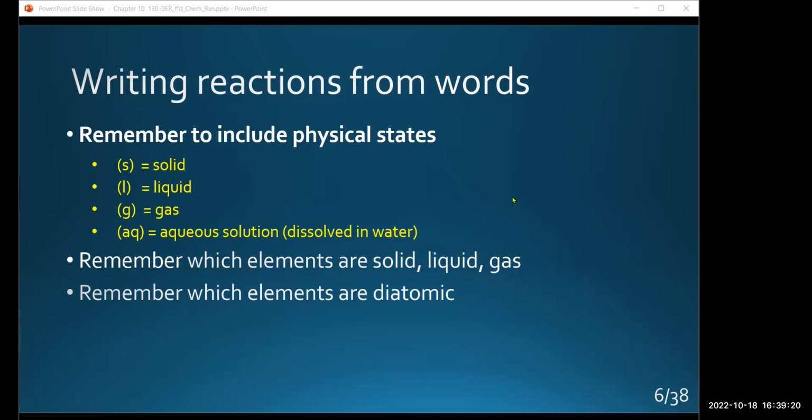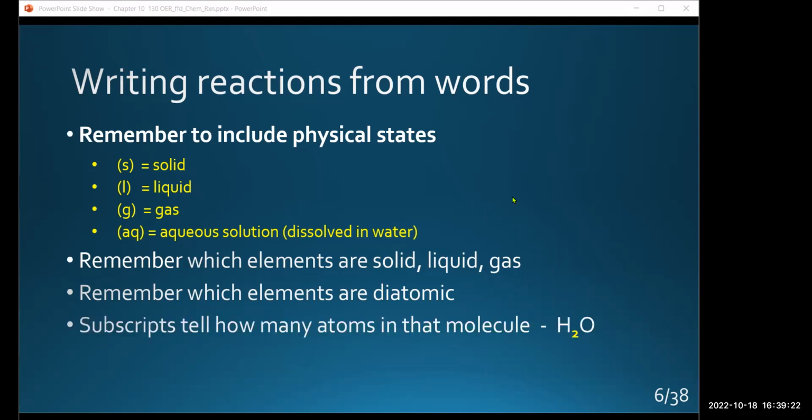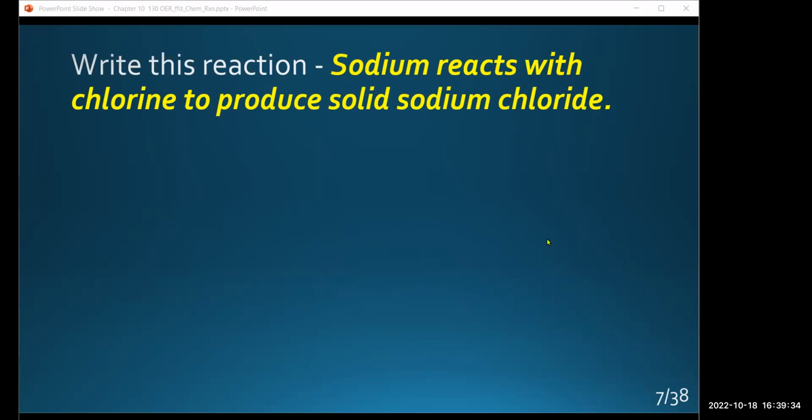All right, let's see. Subscripts tell us how many atoms are in that molecule, whereas the coefficient tells us how many of those specific molecules we have in this reaction. All right, well, let's take a reaction written in words and let's break it down and write the formula for what is written, and then convert that to a chemical formula. And then from there, don't forget to include the physical states. And then also, then we do a balance.